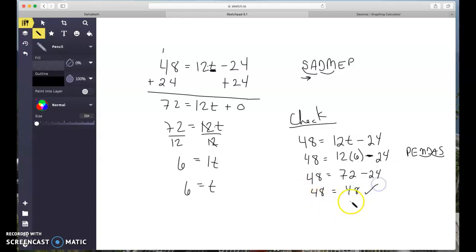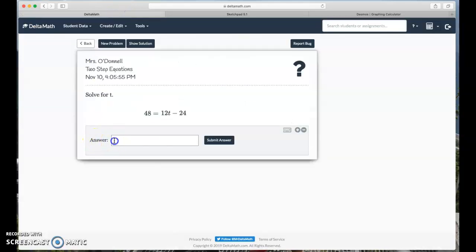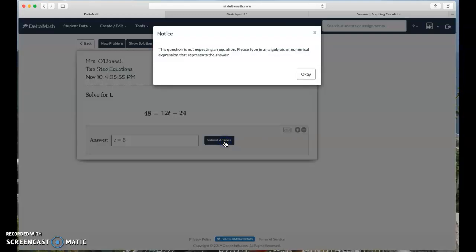And my equation is balanced. I know that is a true statement, so I know that I have the correct answer. So t is equal to 6. I'm going to come over here into Delta Math and type in t equals 6 and click submit. But I see, oh, I'm getting an error message.